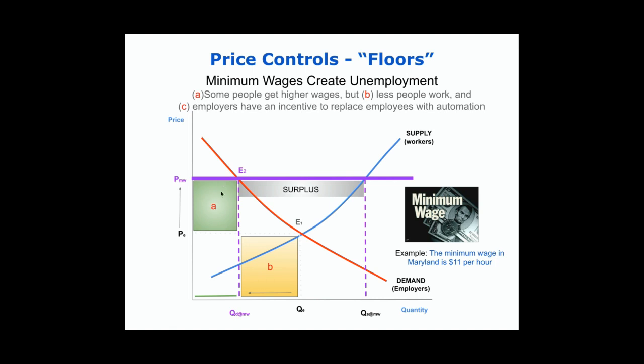They're depicted in this box A. So these are the people that are still working with the higher wage, and they get this higher wage here. They get the minimum wage. But the people in box B, these are people that used to work, that no longer work. So they don't get the higher wage. In fact, they don't get any wage at all.